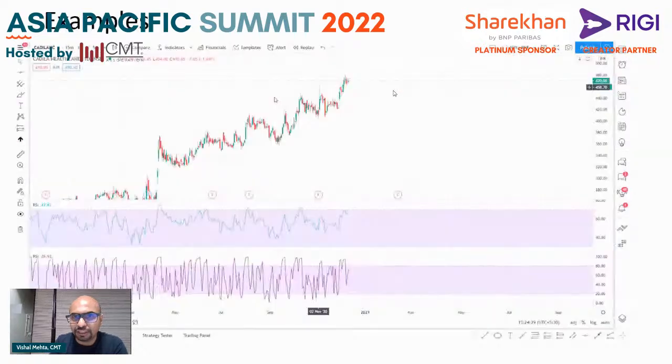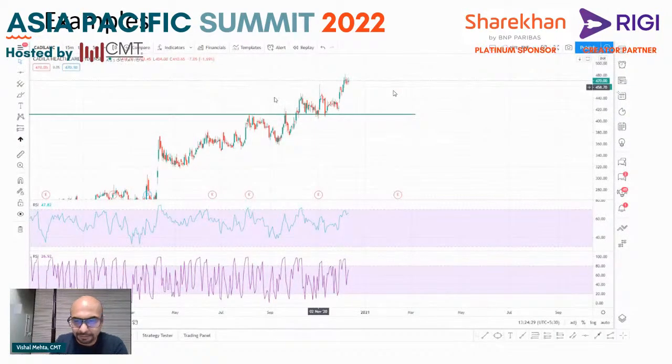You exited your position. Let's take another example. The stock hit a 52-week high. Again, there was a failure of a breakout. What happened to the prices? Came down. What happened to the RSI? Below 20. You enter when everybody is selling.